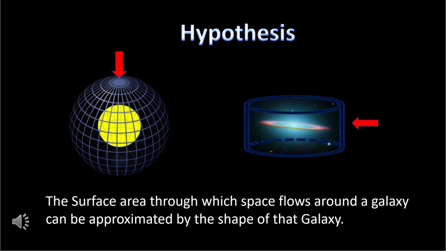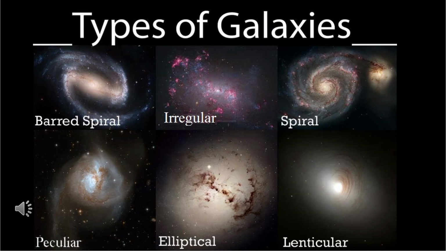If we see a circular disk-shaped galaxy, we could predict that the flow of space is proportional to the shape of that galaxy, and therefore we could calculate the surface area of the flow of space into that galaxy as the surface area of a disk. As a very wise man once told me, not all galaxies are flat circular disks. Galaxies come in all sorts of types.